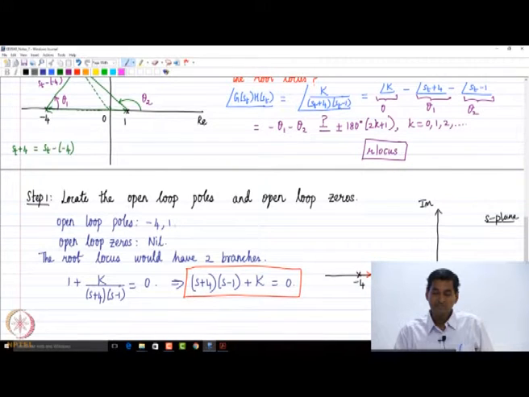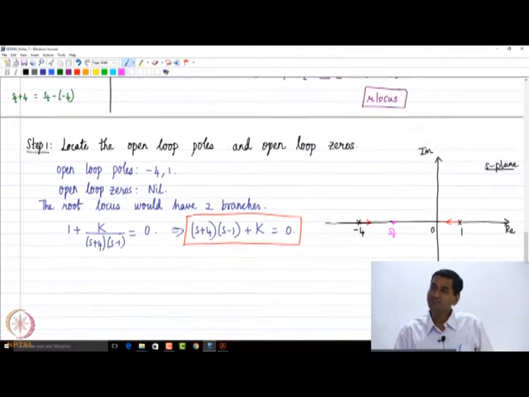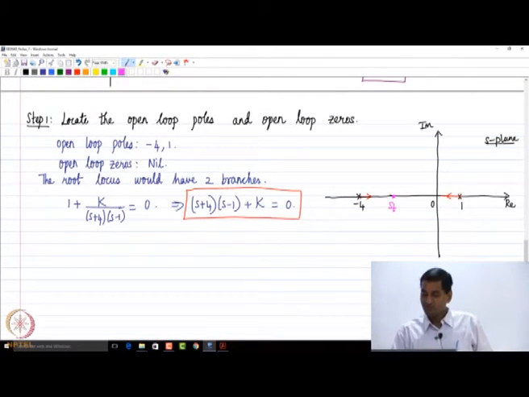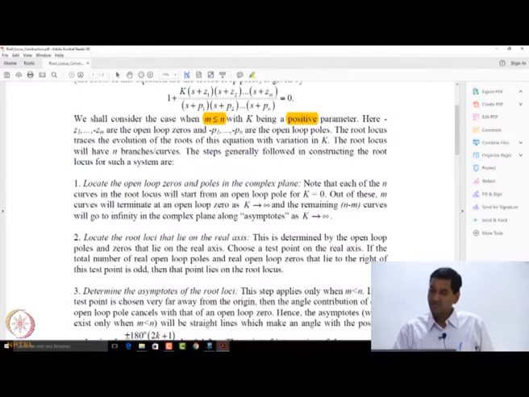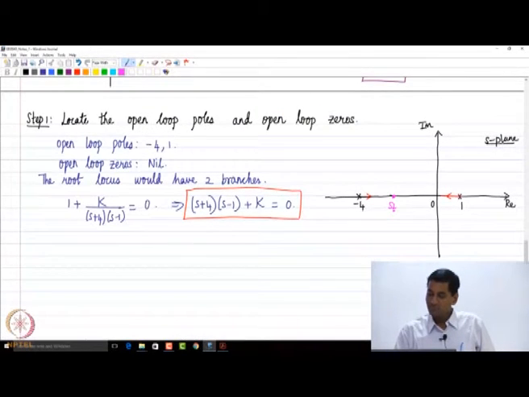Now comes the question: what happens as k tends to infinity? If we go back to this, I hope it's clear why each one of the n curves will start from an open loop pole at k equals 0. Now, out of these, m curves will terminate at an open loop 0 as k tends to infinity, and the remaining n minus m curves will go to infinity in the complex plane along what are called asymptotes. So now what's going to happen?